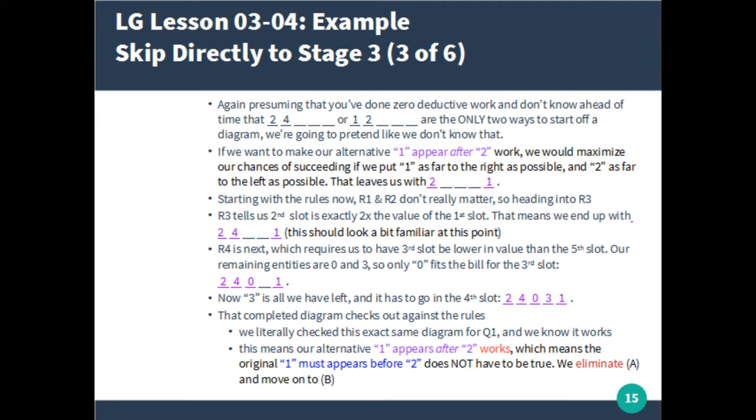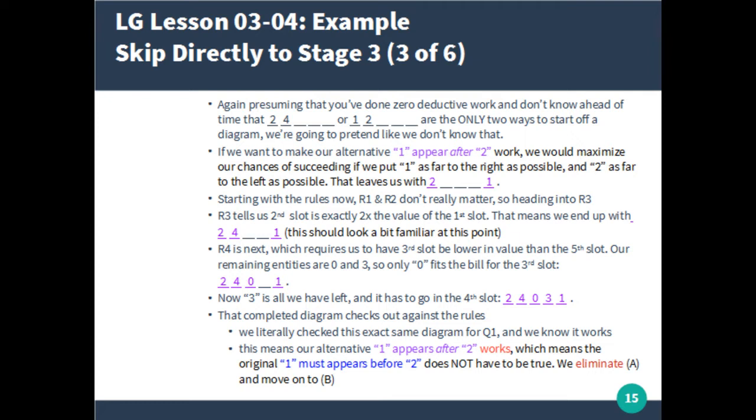So with that in mind, if we make our alternative of 1 appearing after 2, if we want to make that work, we would maximize our chances of succeeding if we put 1 as far to the right as possible and 2 as far to the left as possible. That leaves us with a diagram of 2, blank, blank, blank, 1. Starting with the rules from the very top, that's how we're going to finish the rest of this diagram.